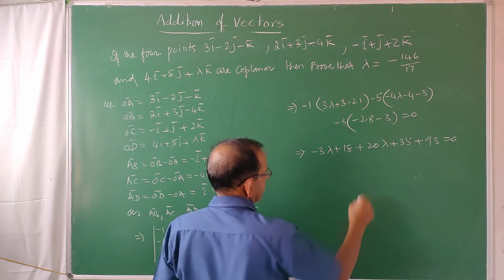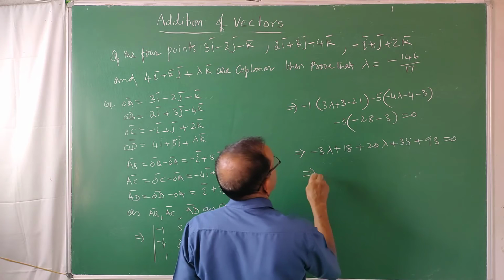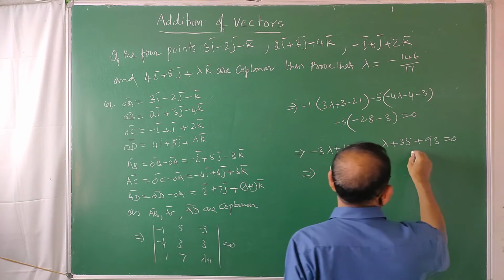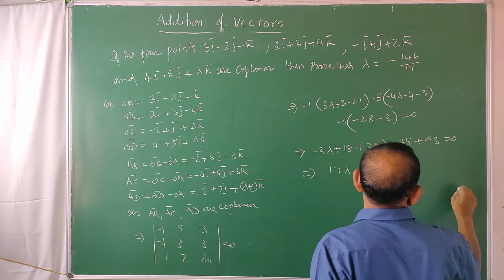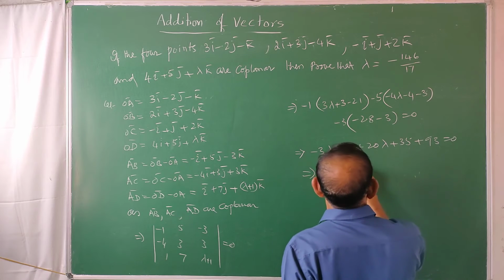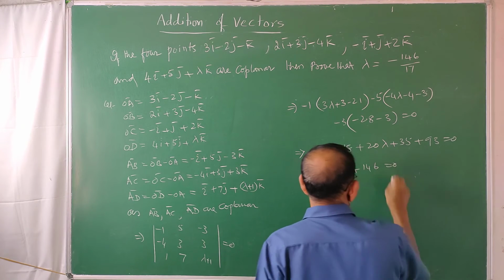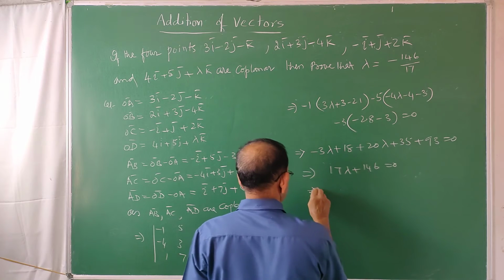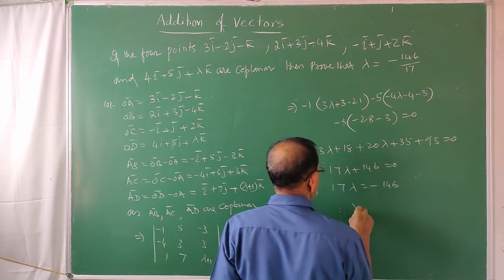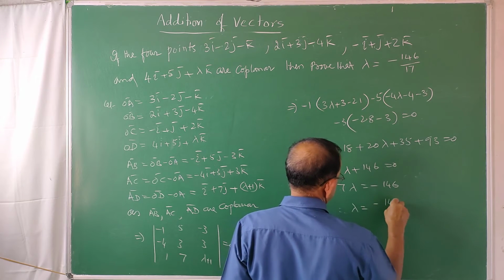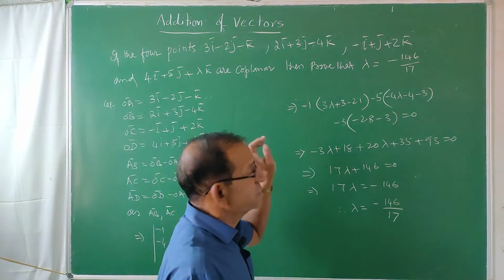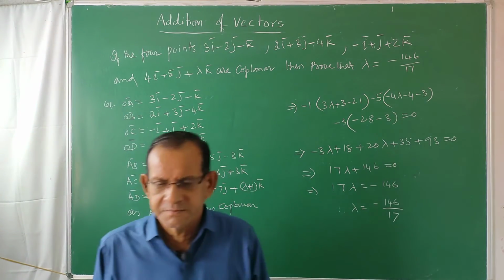That is 20 lambda minus 3 lambda, that is 17 lambda, and add the constants, 93 plus 35, 128, plus 146 is equal to 0. That implies 17 lambda is equal to minus 146. Therefore, lambda is minus 146 by 17. That means if lambda has this value, then only those 4 points are coplanar.